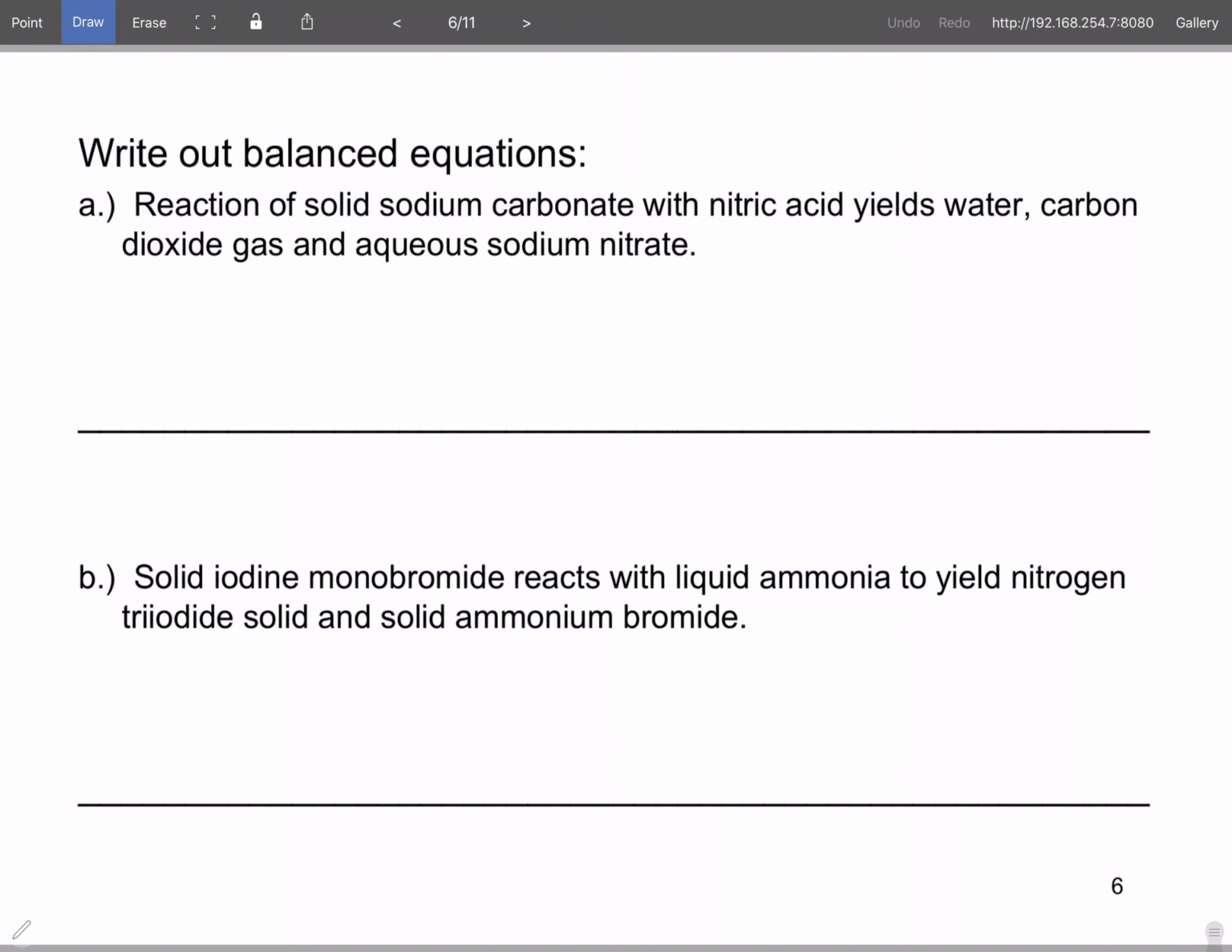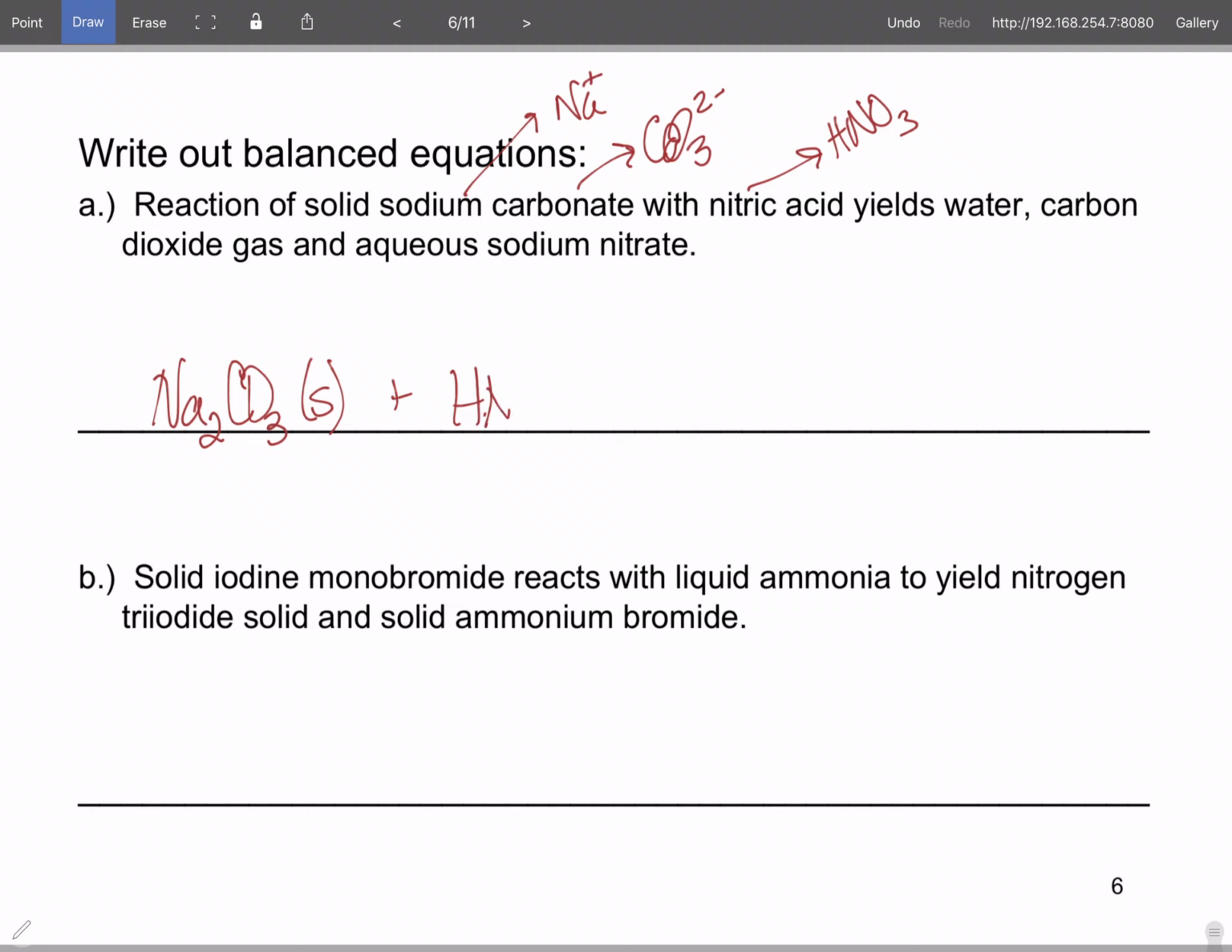So we say the reaction is solid sodium carbonate. Okay, well, carbonate is CO3 2 minus, sodium is 1 plus. So in order to find a balanced compound, we have Na2CO3. We're told it's a solid, so we put (s) in there. With nitric acid, well, nitric acid is nitrate, so it's hydrogen nitrate, HNO3. And if it's an acid, we know that it goes in as aqueous.